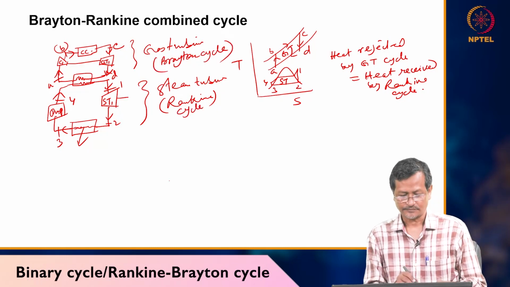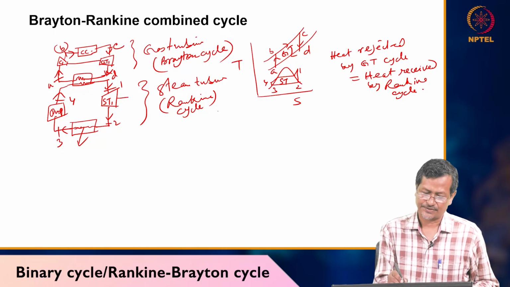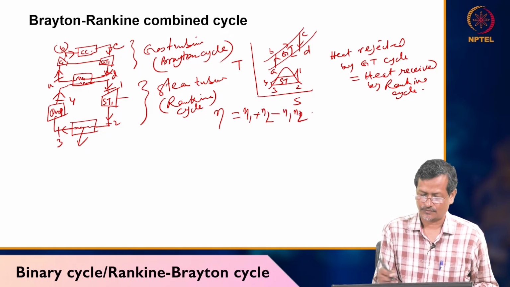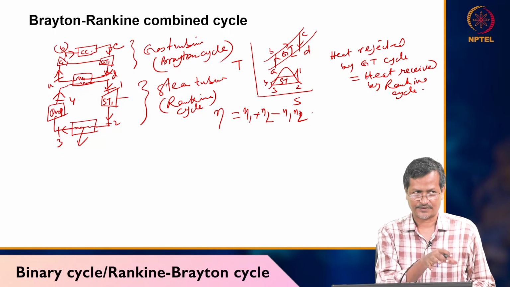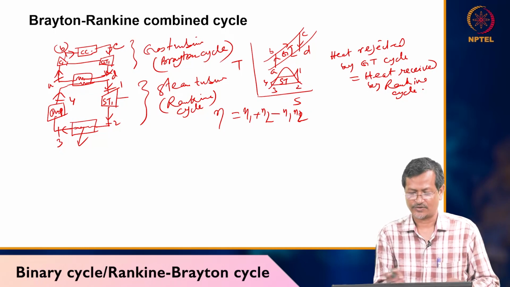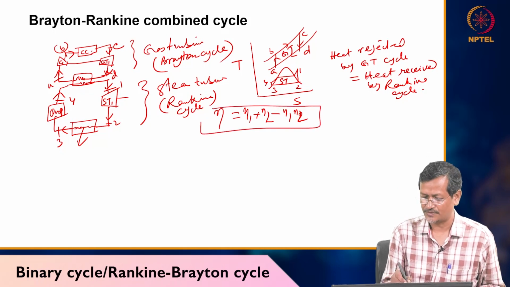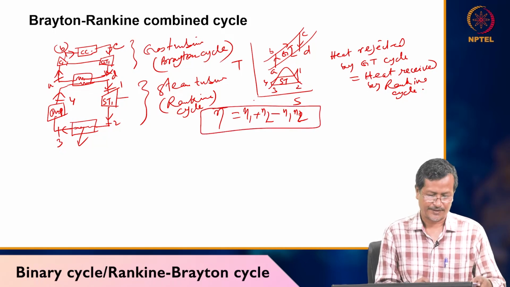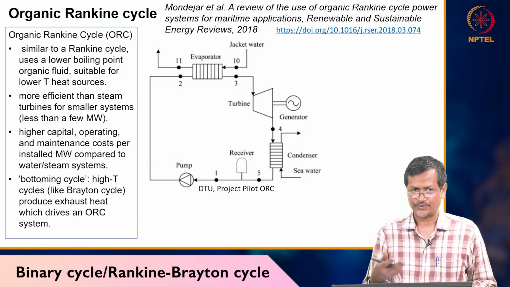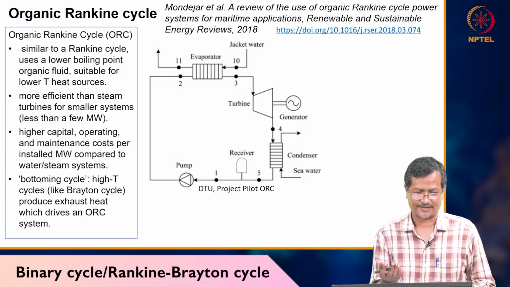Okay, now overall efficiency will also follow the same rule: eta 1 plus eta 2 minus eta 1 eta 2. So whatever you have derived for the previous case, like Rankine, the Brayton-Rankine will also have the same formula, so you can derive it also. Okay, organic Rankine cycle means you are using waste heat to run a Rankine cycle, so they put the name organic Rankine cycle.